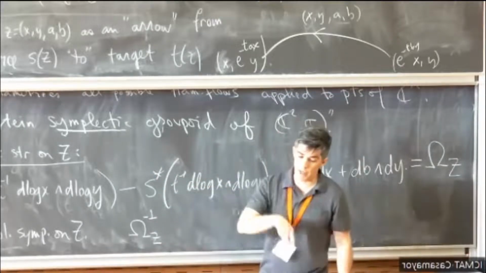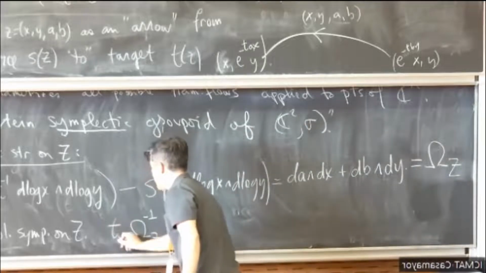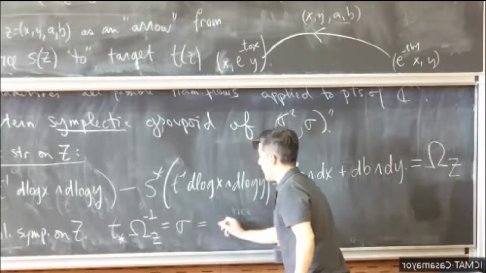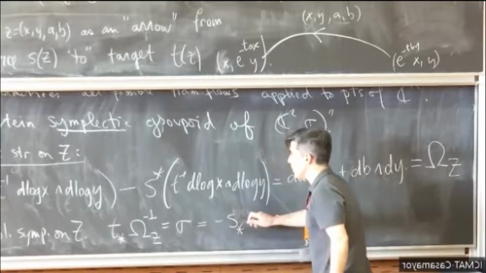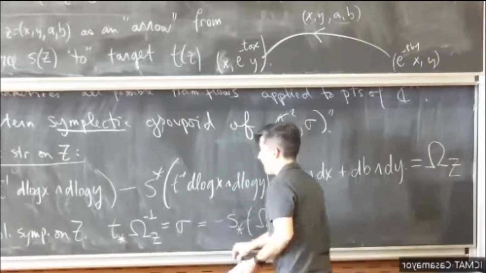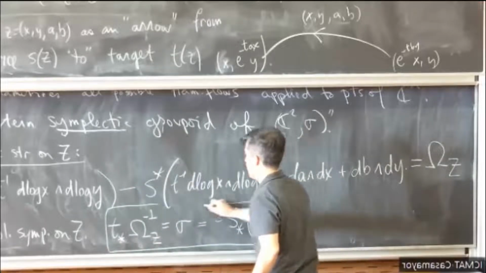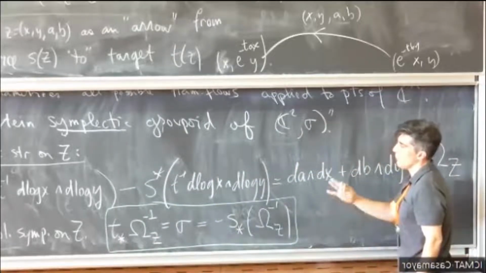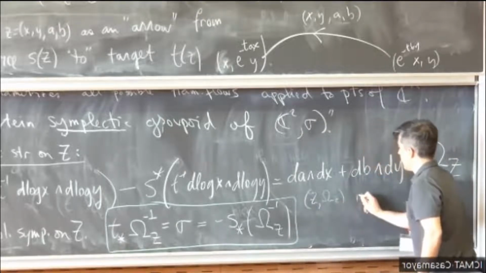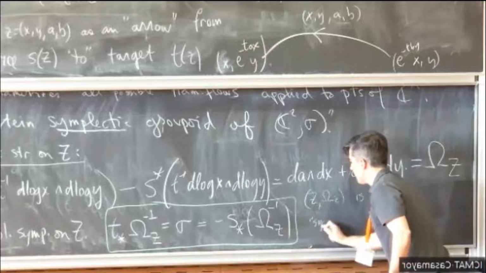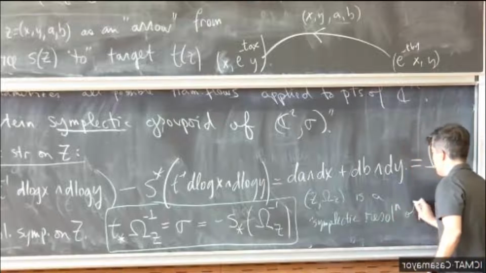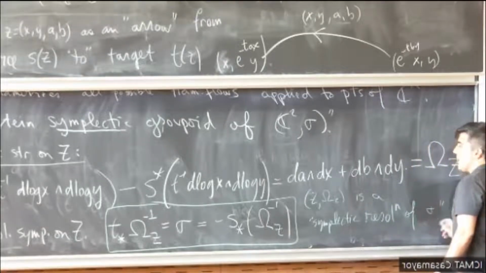And if you push it down by these two maps, if you push it down by T, you will get the Poisson structure we started with. And if you push it down by S, you will also get, with a minus sign, the Poisson structure that we started with. So in a way, you can think of Z, omega Z, as a symplectic resolution of the Poisson tensor.